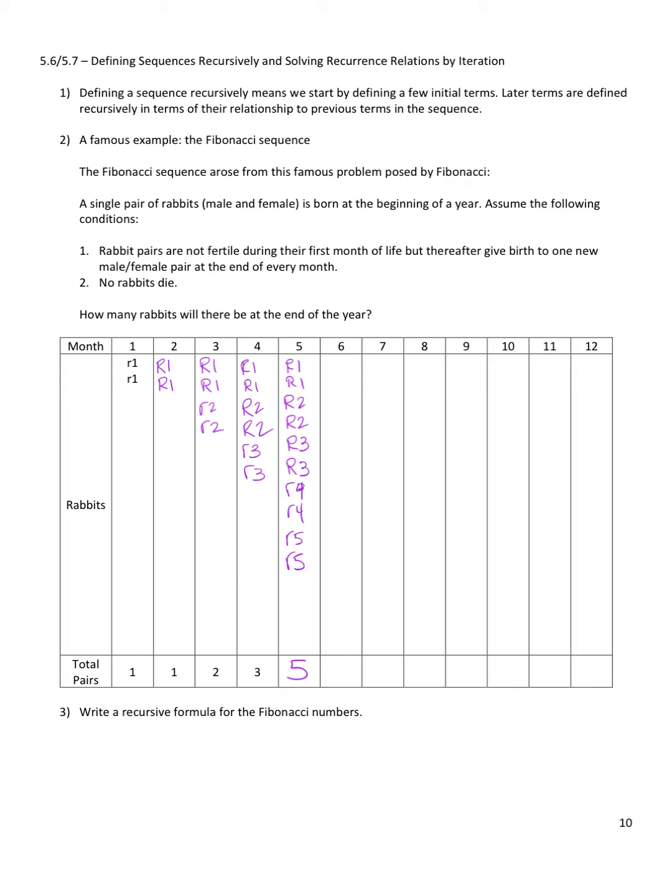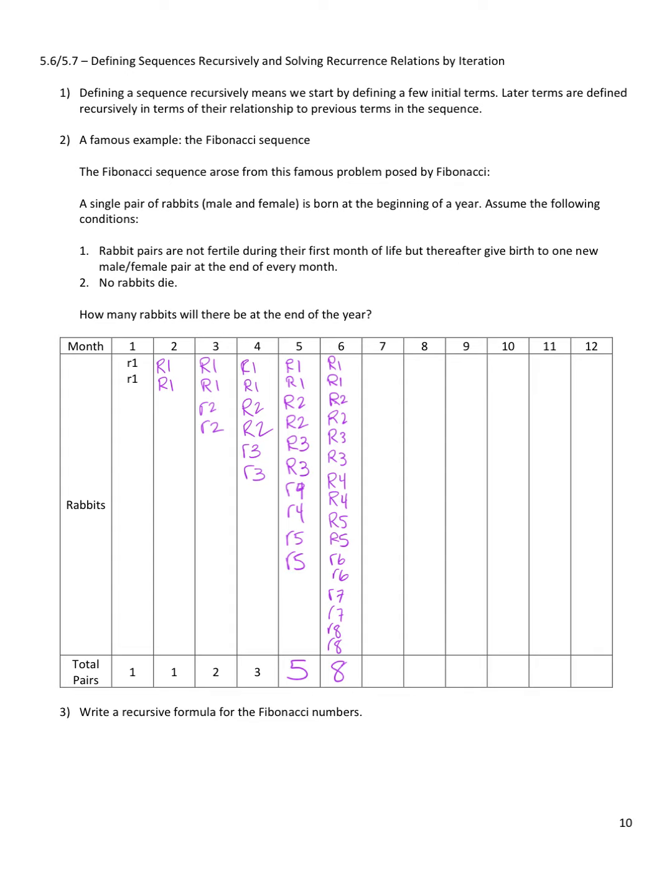Okay, another month. All the rabbits that are in month five live on. So rabbit pair one, rabbit pair two, rabbit pair three, and then four and five live on, but they grow up to be adult rabbits. Everyone from the previous month lived on. Who reproduced? Just one, two, and three, because rabbit pair four and rabbit pair five were just babies. So we have three new pairs from the month five adults. That's going to be R6, R7, and R8 babies. So that is eight total pairs.